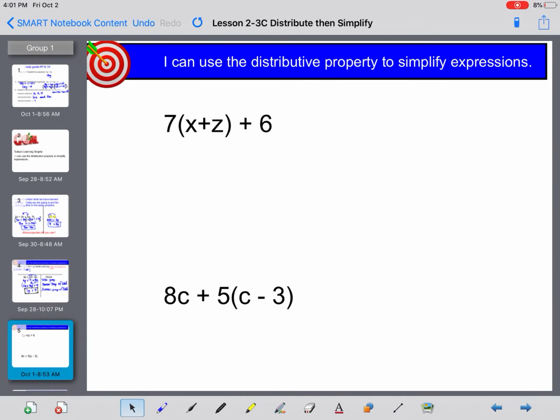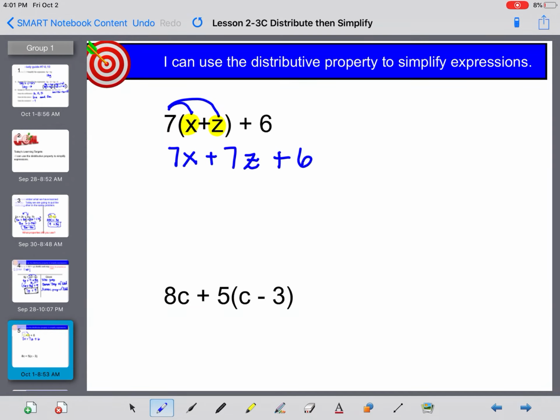Okay. Next, let's try these two. These are similar. The first thing you should do is distribute. That means when you see a number outside a set of parentheses, each term in the parentheses needs to be multiplied by 7. So I have 7x plus 7z plus 6. Notice I did not multiply the 6 by 7. Only what's in the parentheses is being multiplied by 7.